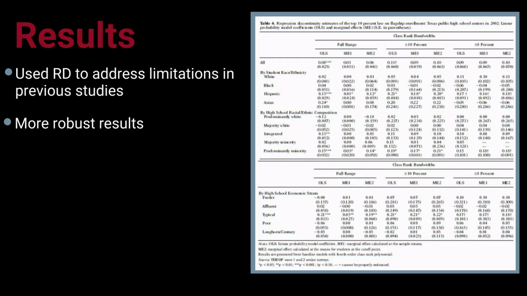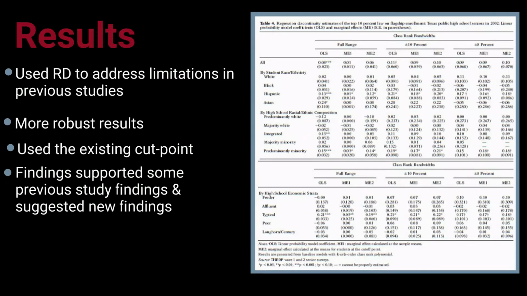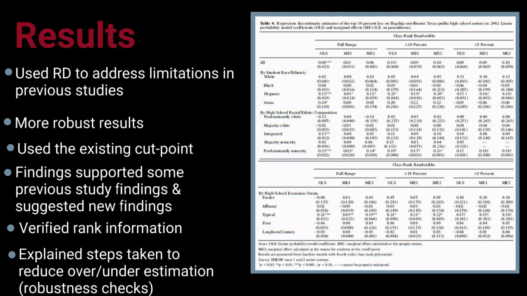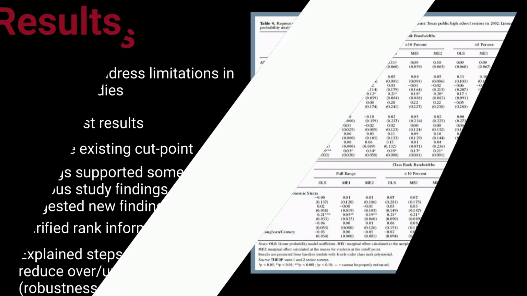And they used the existing cut point, and the results supported some of the findings and expanded and clarified findings from other studies, because the study they did used verified rank information instead of self-reported survey and administrative data as the previous studies utilized. So the authors explain in this study the steps they took in great detail to reduce over or under estimates through robustness checks, such as changing the bandwidths.